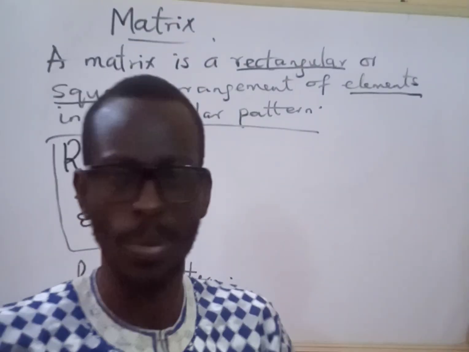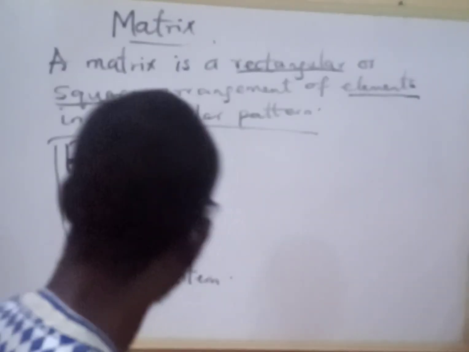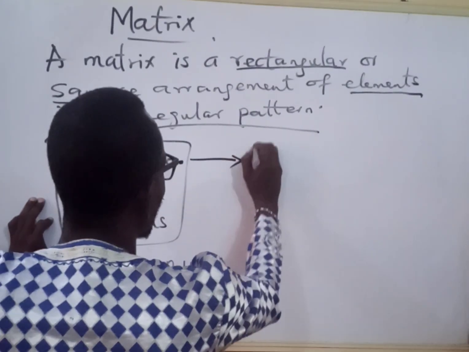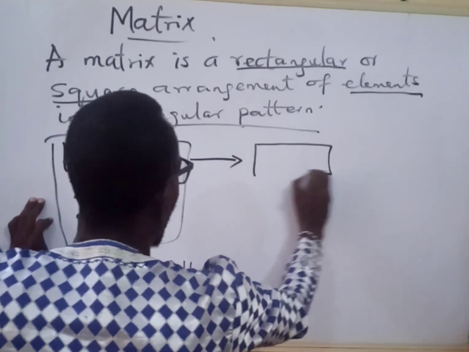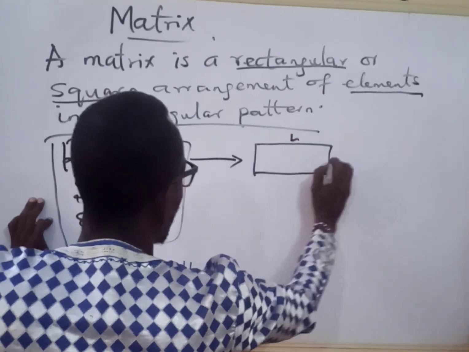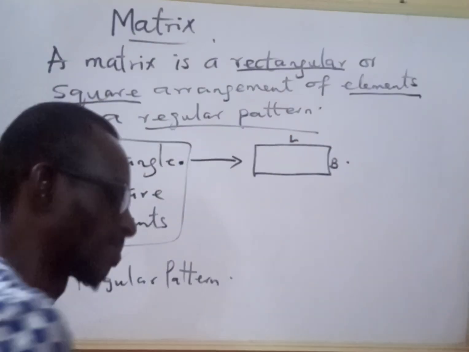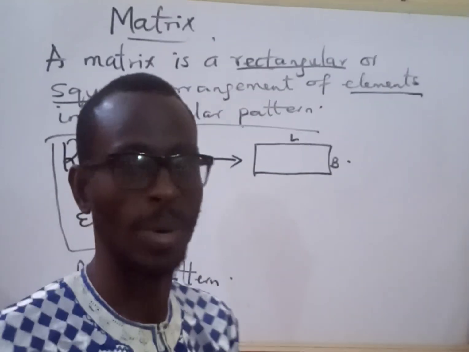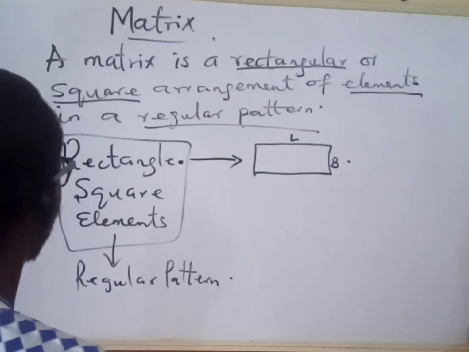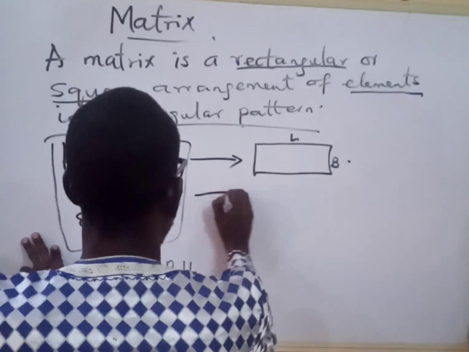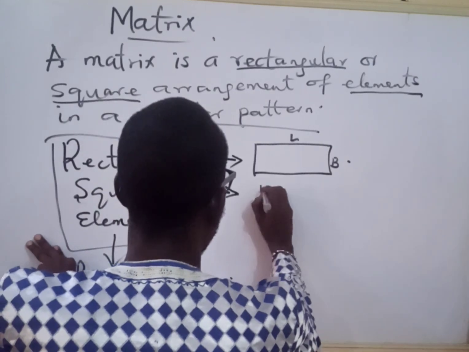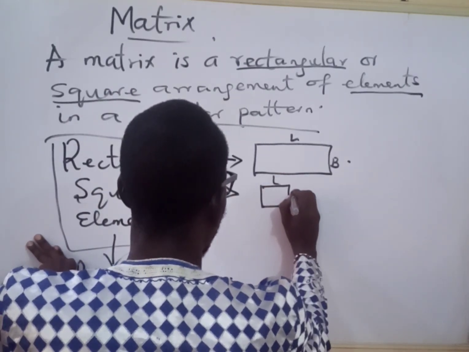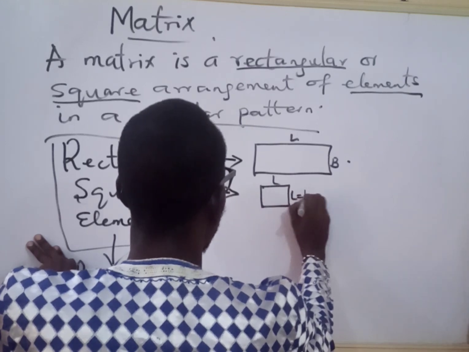What do we understand by a rectangle? A rectangle has a length longer than the breadth. This is the length, this is the breadth. That is what a rectangle is all about. And what do we understand by a square? A square has its sides equal. The length is the same thing as the breadth.